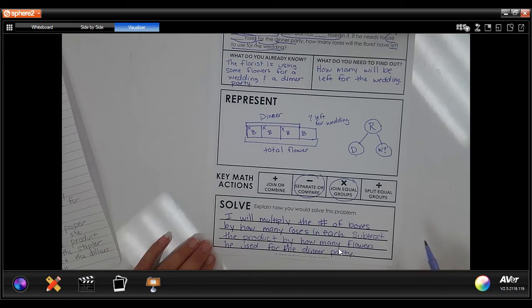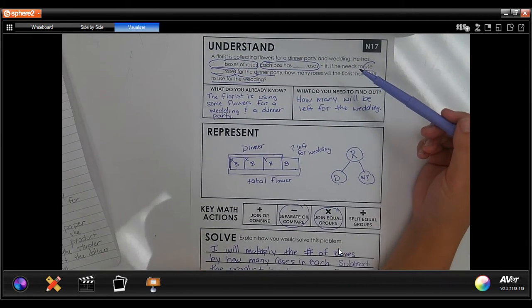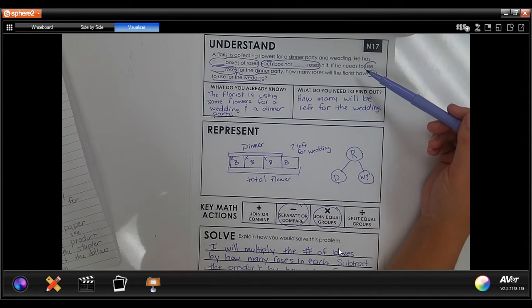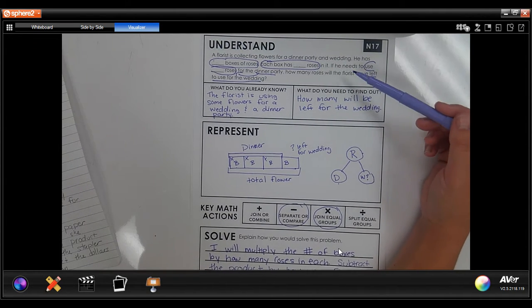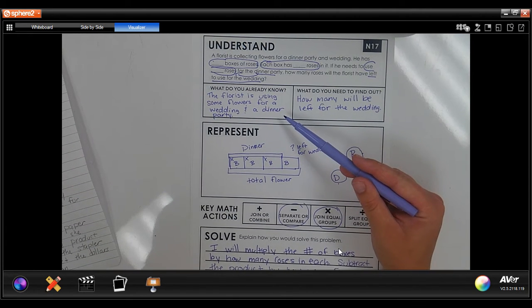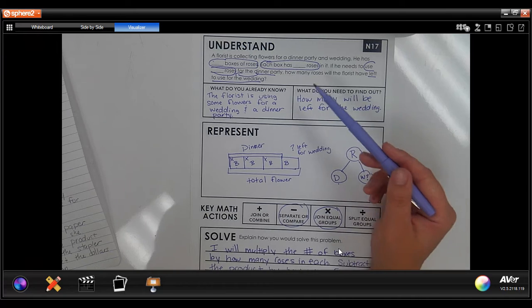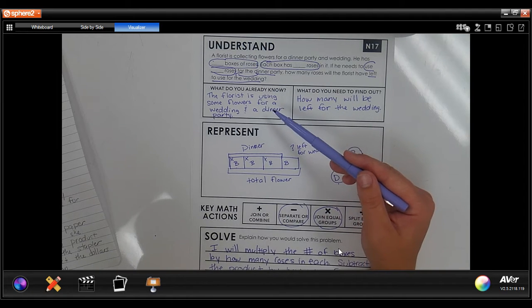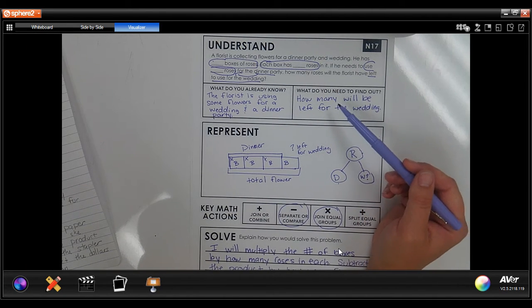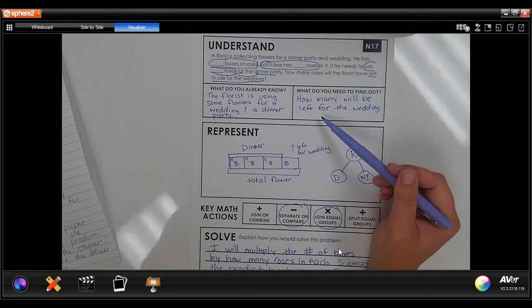Okay, so now let's review this. So the first step was that I circled, underlined, boxed, or annotated important information in the text. I reread the text more than once. Then I found out what I already know, and that's just a brief summary. So this is kind of like reading. We really need to annotate the text. We need to understand the text, and lastly, we really need to know what we're looking for. So what we were looking for was how many flowers would be left for the wedding.